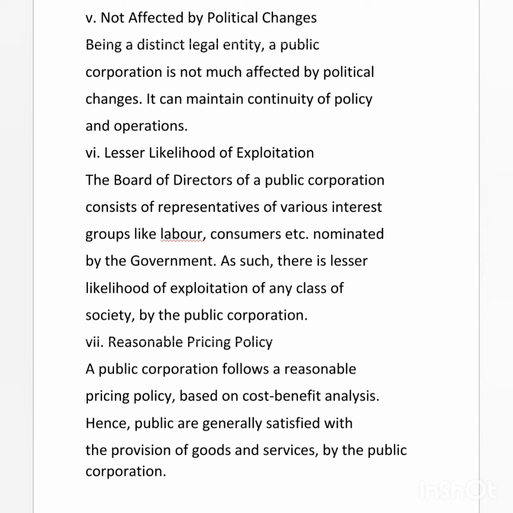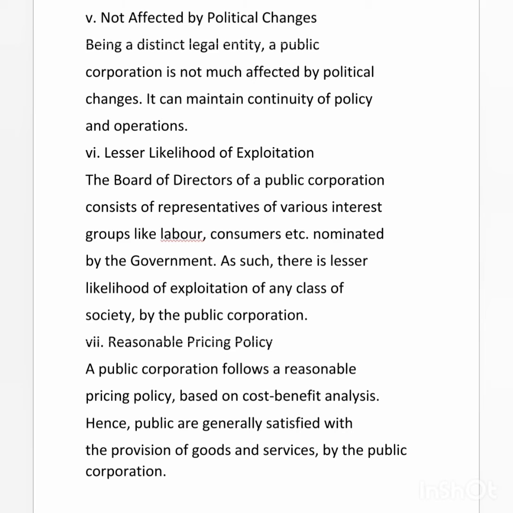Next advantage is lesser likelihood of exploitation. Exploitation cannot be done in a public corporation because the board of directors in the public corporation consists of representatives of various interest groups like labor, consumers, etc., nominated by them. So as such, there is lesser likelihood of exploitation. They will not try to exploit the corporation.